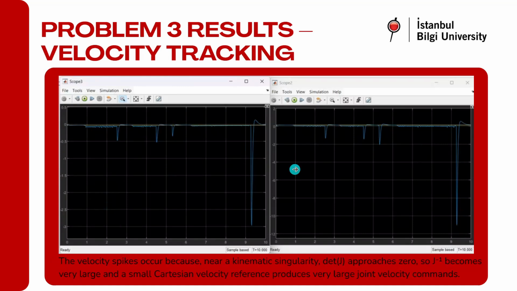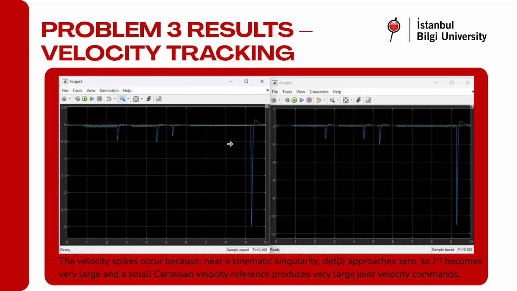So let's talk about the graphs. In overall performance, the system successfully tracks the given reference velocities for most of the parts, as you can see. However, in some parts of the graph, there are spikes, as you can see.